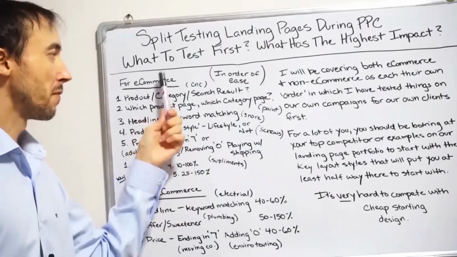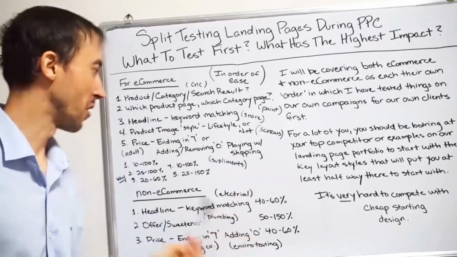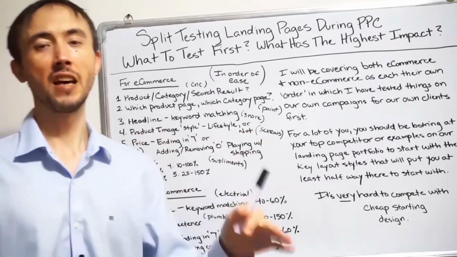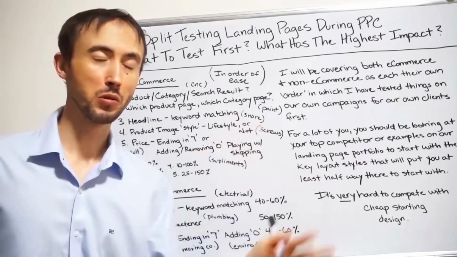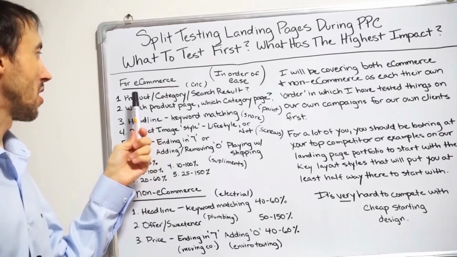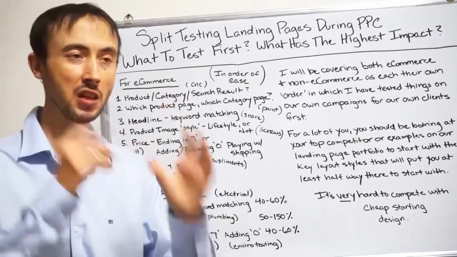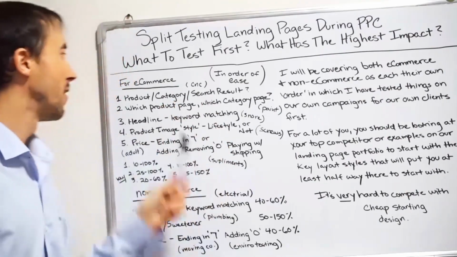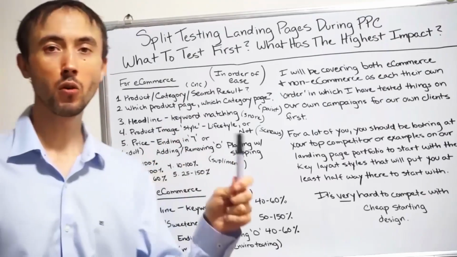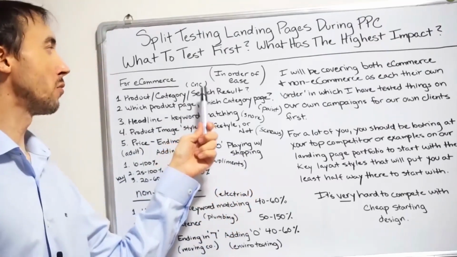So anyway, if you're an e-commerce business versus non-e-commerce, I'll get to non-e-commerce here in a minute. Here's the things that I would normally test on a landing page once it's obviously up to a certain standard. Went through that whole rant. The first thing I'm going to test is, in terms of e-commerce, where am I sending people to? Am I sending people to a product page on my site? Am I sending them to a category page? Or am I sending them to a search results page?